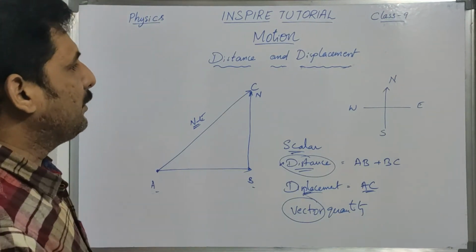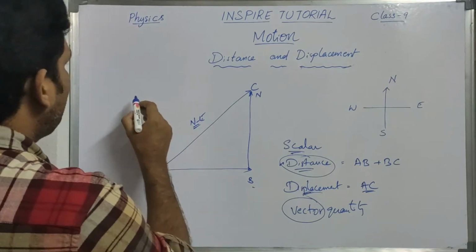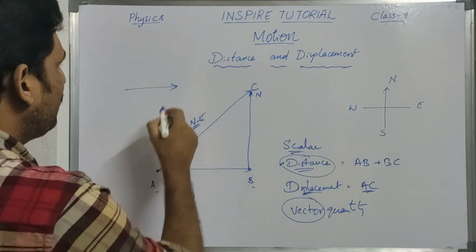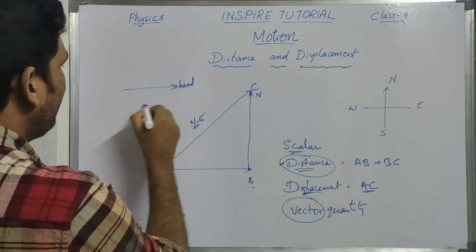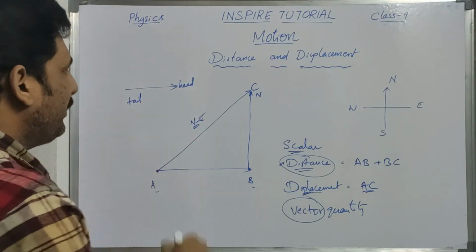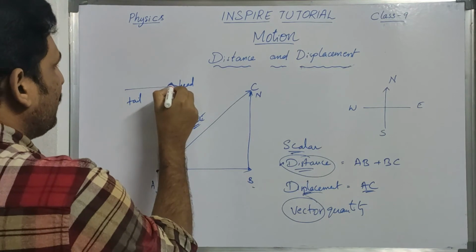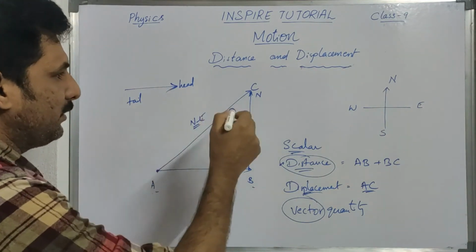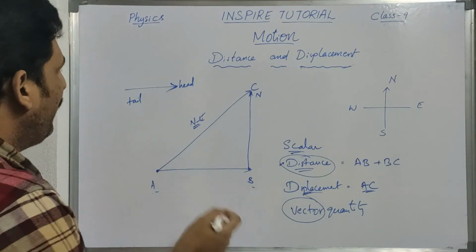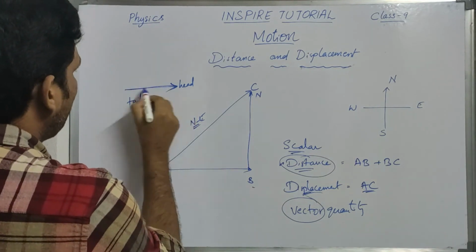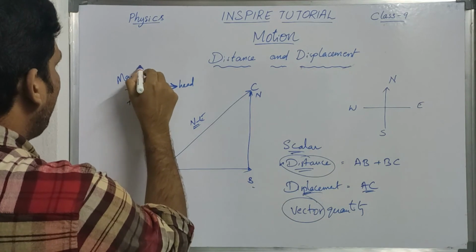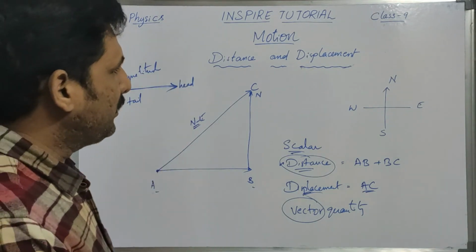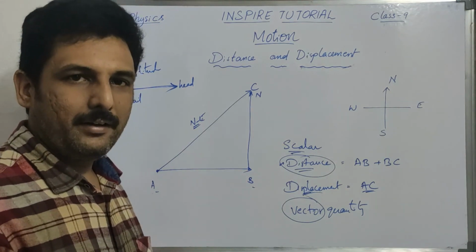When we represent a vector quantity, we represent it with a directed line segment. So here this part is called head and this part is called tail, and this head represents the direction of the physical quantity, and the length of this tail will indicate the magnitude of that physical quantity. So this is the difference between distance and displacement.